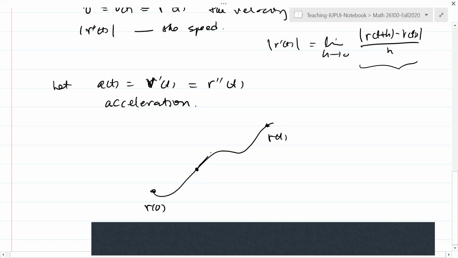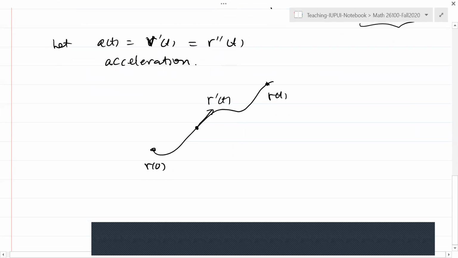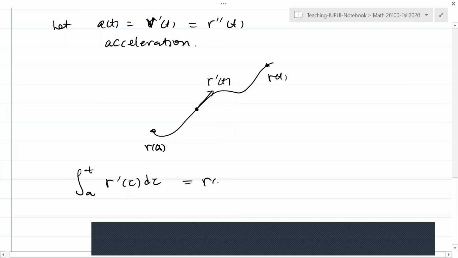If you are given the information of the velocity vector, you can get the position vector back. This is the first fundamental theorem of calculus. It says that the integral from a to t of r prime of tau d tau is going to be r of t minus r of a.